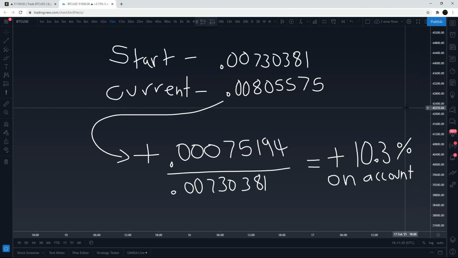And let's go over the actual 10.3% gain on the small account challenge in those trades. So starting balance is right here. Current balance is right here. You just take the current and subtract the starting balance, which gives us this figure, which is the gain on the account in Bitcoin value. You then divide that by the starting balance, and it gives us that percentage gain on the account, 10.3% gain on the account. So yeah, really good so far.